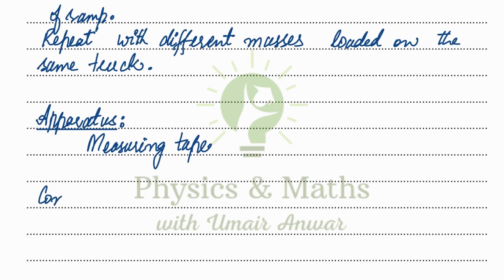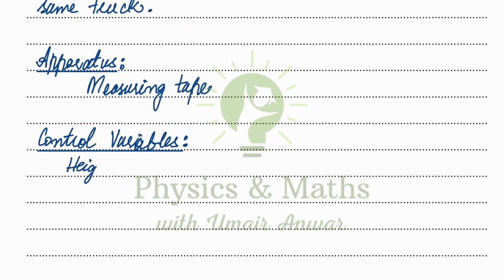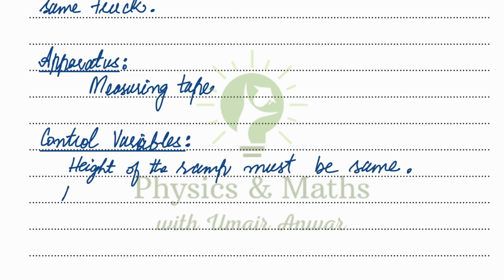Now the next thing I'm writing is regarding the control variables. So the first thing is the height of the ramp must be the same during all the observations. Similarly, the release point or the position must be the same. It should be released from the same point every time the truck is released from the ramp.